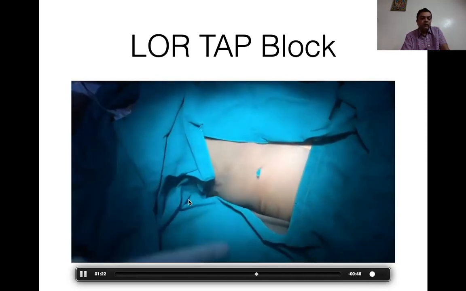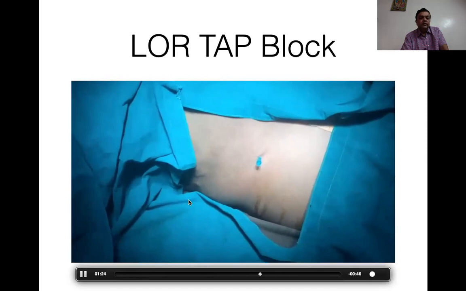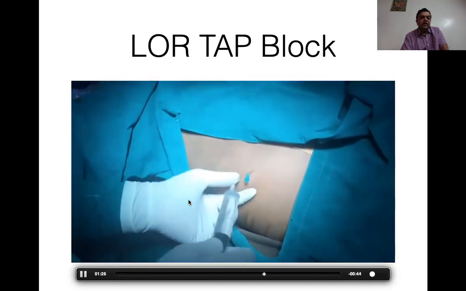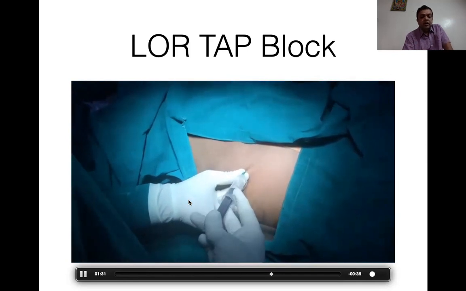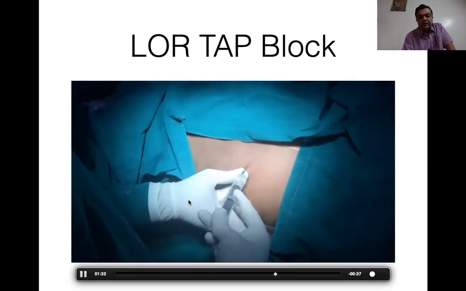So after 10 ml of LA, you can see the backflow of the drug. If you are in the right plane, there will be a nice backflow of the drug. If you are intramuscular, there won't be any backflow of the drug. So you can check it by this technique. So this is how you can give LOR TAP blocks.